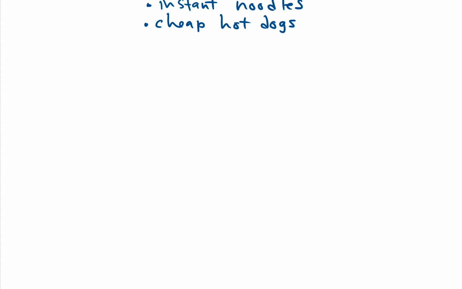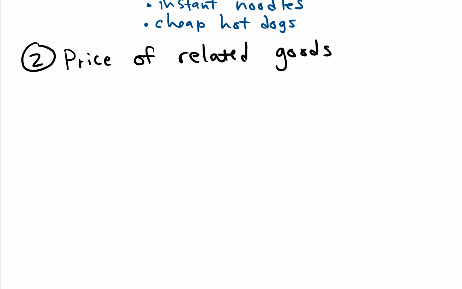The next one, so we're going to go through a couple of them, and then we'll probably pause for a little bit. The next one is the price of related goods. Well, how can a good be related? Well, goods have two main kinds of relationships.